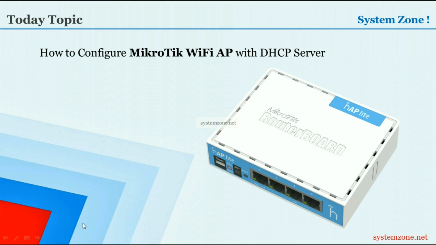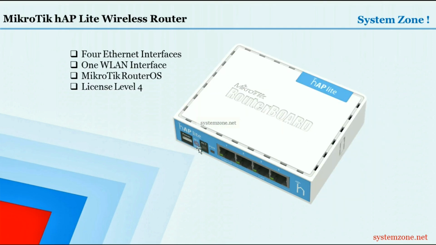In this video I am going to show how to configure a MikroTik WiFi AP with a DHCP server. To configure the MikroTik WiFi AP, I am using a MikroTik lite wireless router, which has four Ethernet interfaces and one WLAN interface, and MikroTik RouterOS with license level 4.